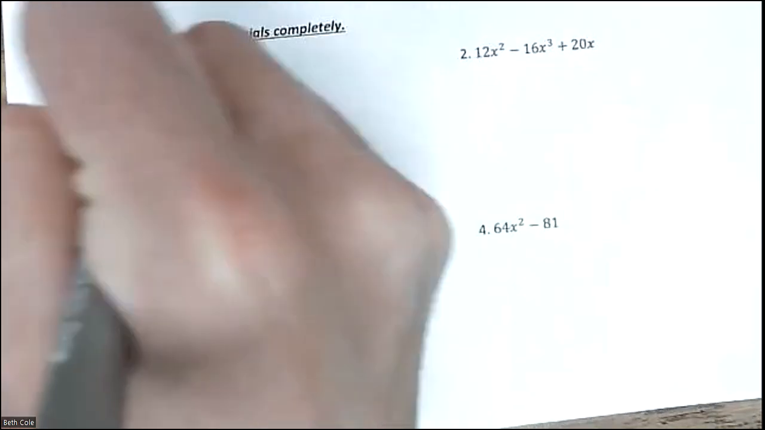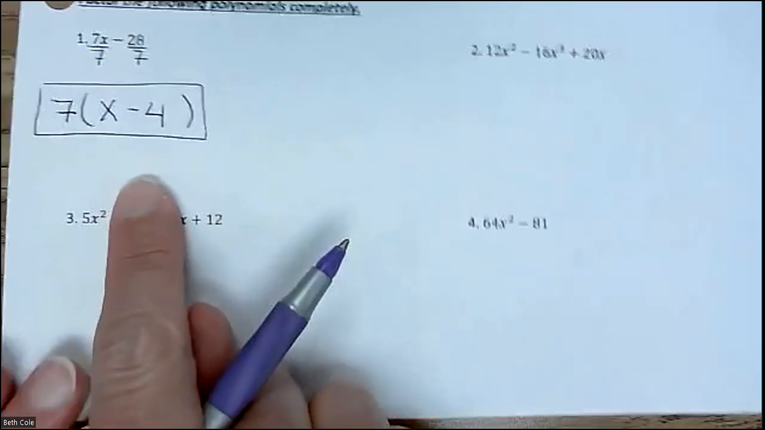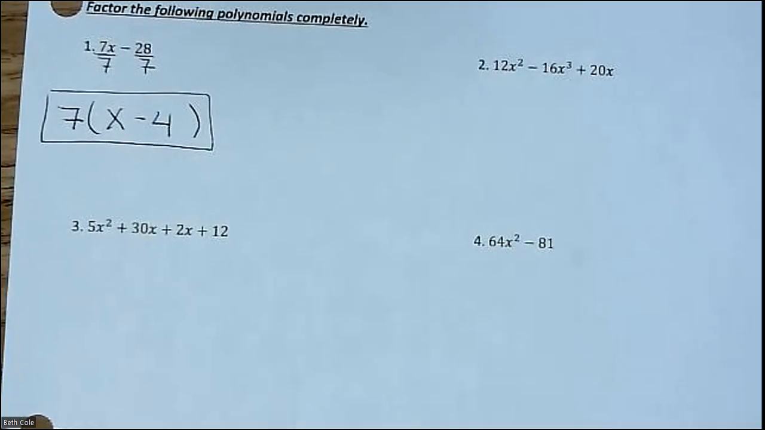X minus 4. Now, sometimes you take out a greatest common factor, so we're 1 out of 10 of the way there. Nice job. And sometimes there's another step that you can do. In this case, there's nothing you can do with X minus 4. That's just as simple as it gets.